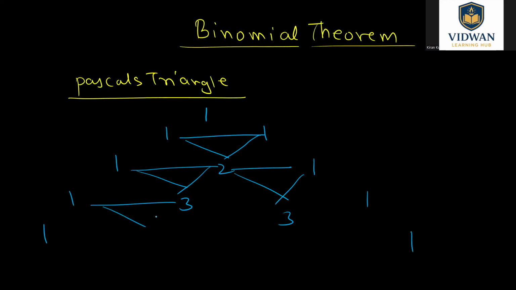Adding these two will be 4. Adding these two will give you 6. Adding these two will give you 4. Again 1. So like this, you can write down several rows in the Pascal's triangle.